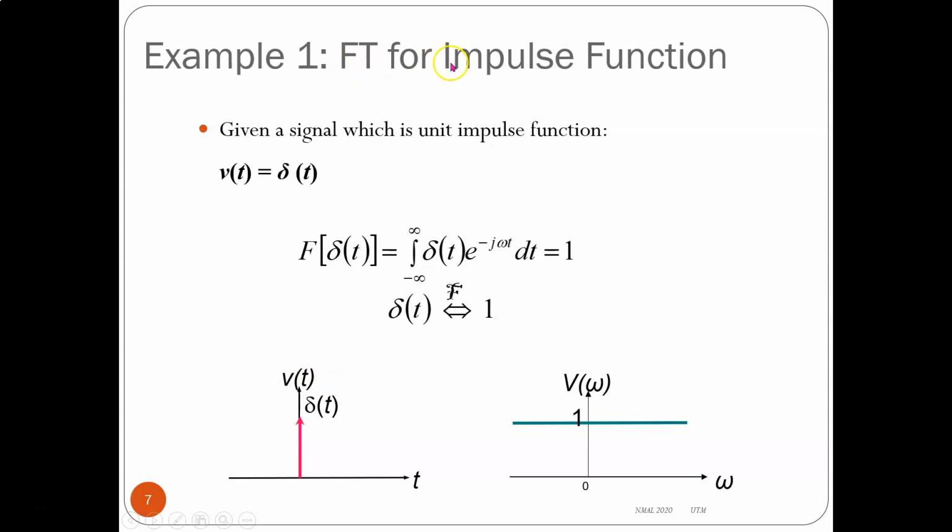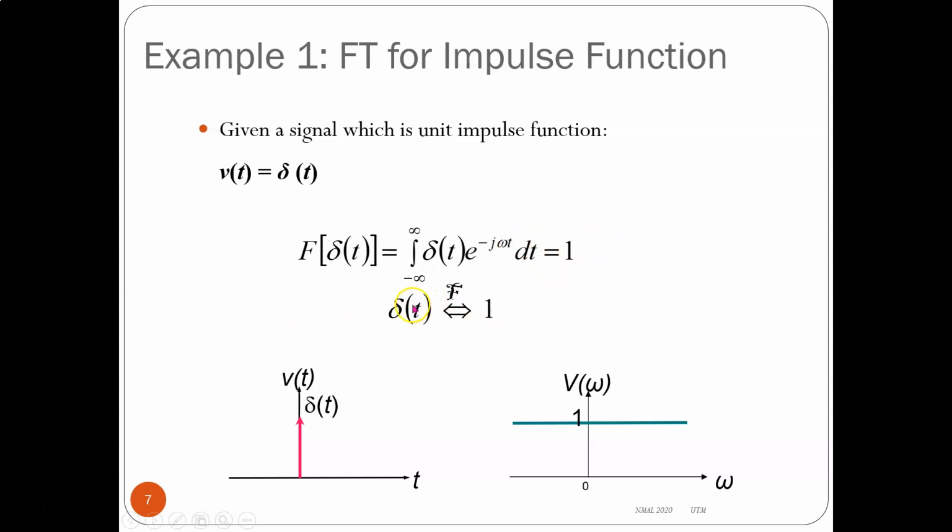Let's see one example here: the Fourier transform for the impulse function. Given a signal which is the unit impulse function, v(t) equals delta(t). So this is the delta t function. In order to perform the Fourier transform, we write it like this: F of delta(t) equals the integration from negative infinity to infinity of delta(t) multiplied by exponent negative j omega t dt. Using the delta properties, we get the integration equal to 1.